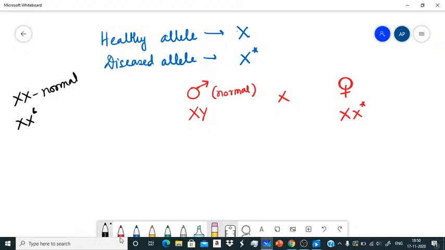Suppose you have a star on one X chromosome, that means you have one diseased X chromosome, one non-diseased X chromosome. This situation is known as what? Carrier of the disease. And if you have both the X chromosomes affected, then you have a diseased condition, because it is an X-linked recessive condition, right? You can have recessive genes expressing when both the recessive alleles are present, right? Isn't it? Are we clear with this?